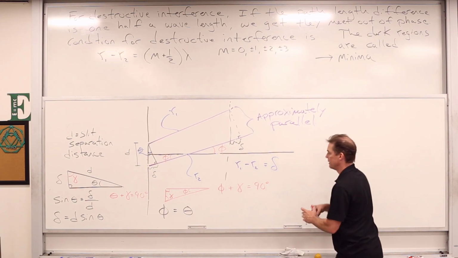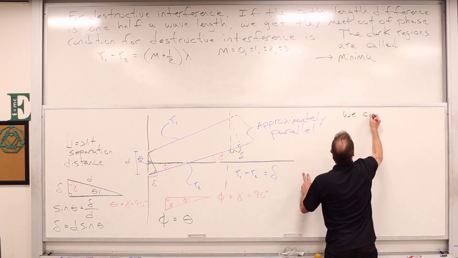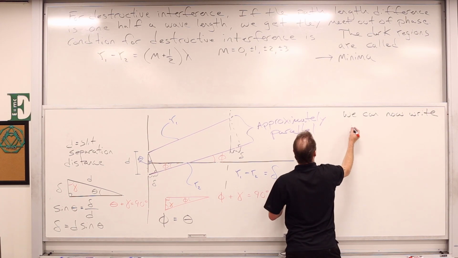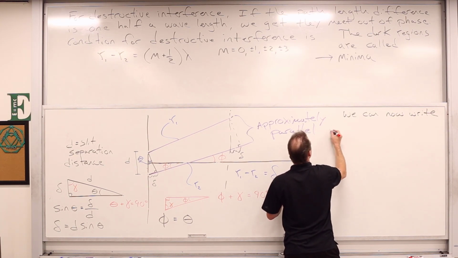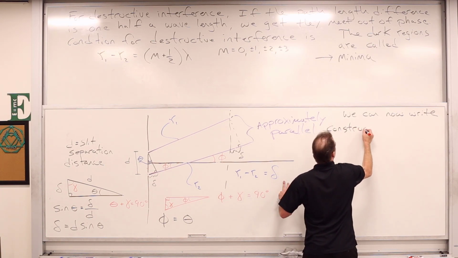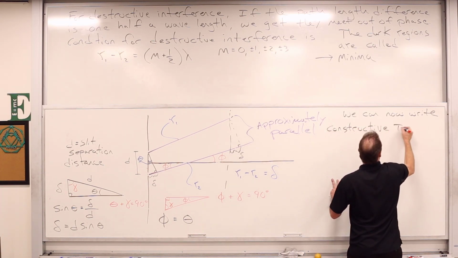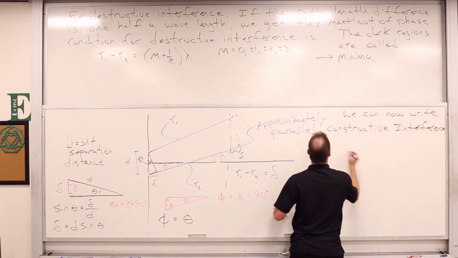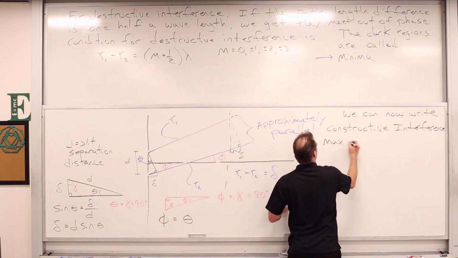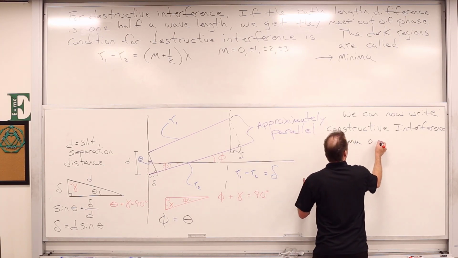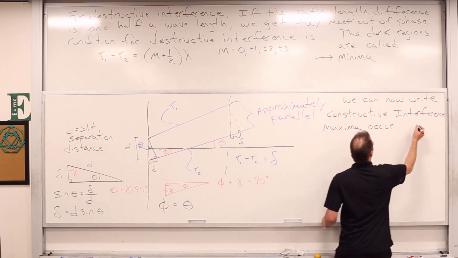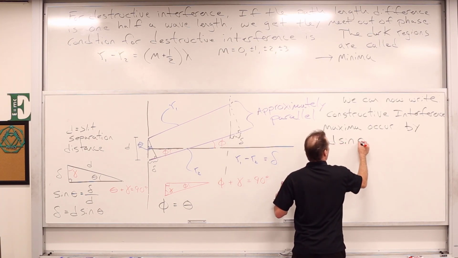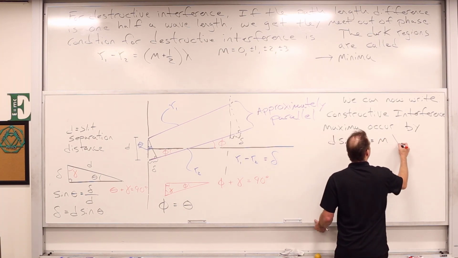we can now write that for constructive interference, maxima occur by d times the sine of theta is equal to m lambda.